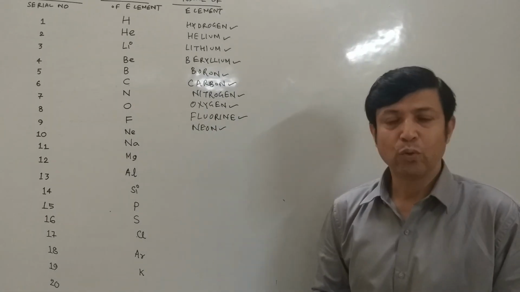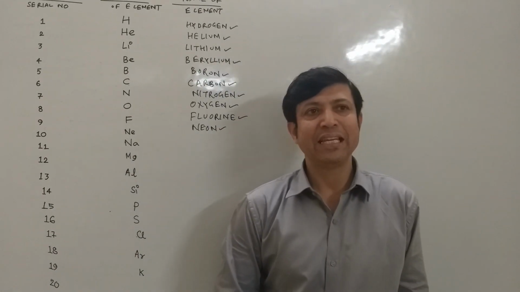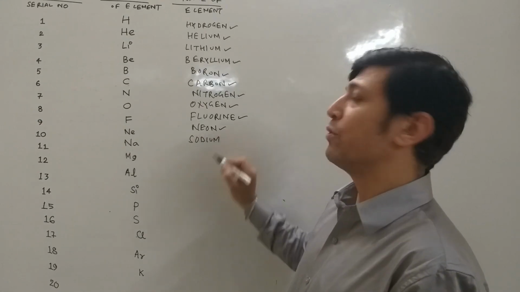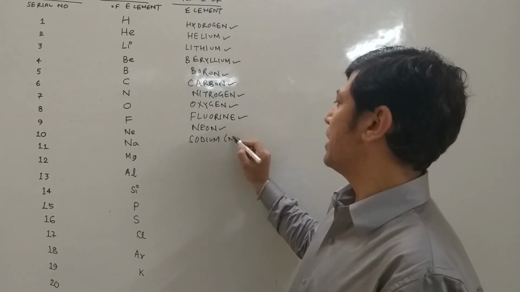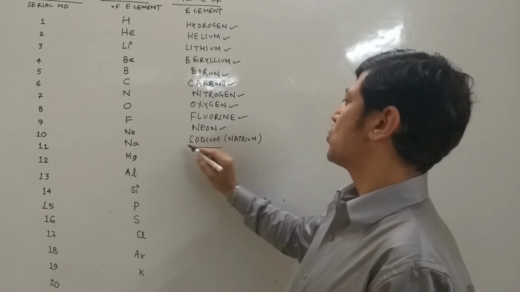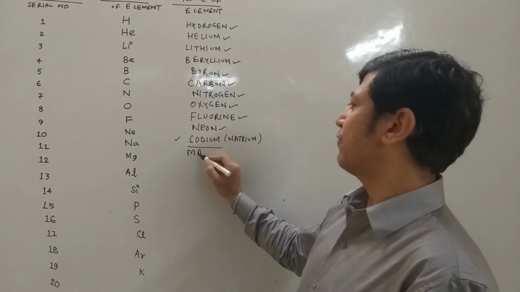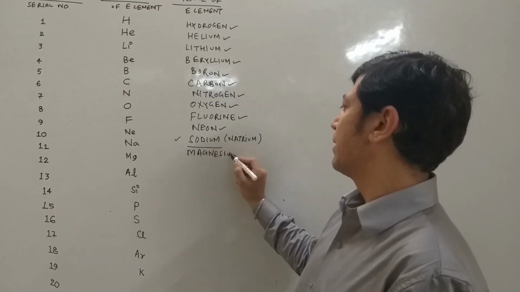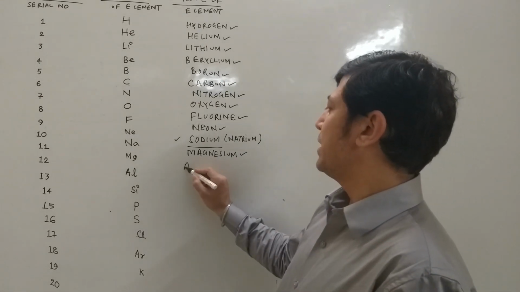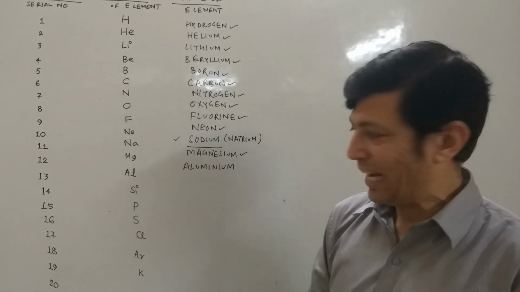Then serial number 11. Who can tell me? Na. What is Na? Na is the Latin name for sodium. Can you tell me the Latin name? The Latin name is natrium. Natrium is the Latin name for sodium. So the symbol is Na, right? Mg stands for magnesium. Then atomic number 13 is aluminium, and the symbol is A small l.